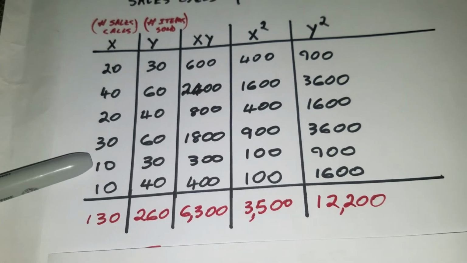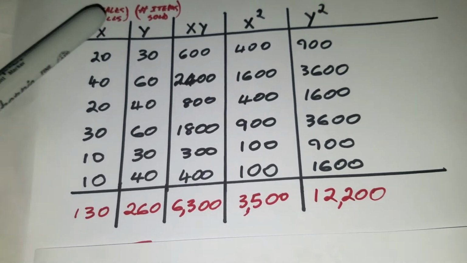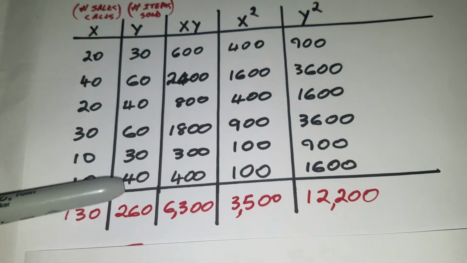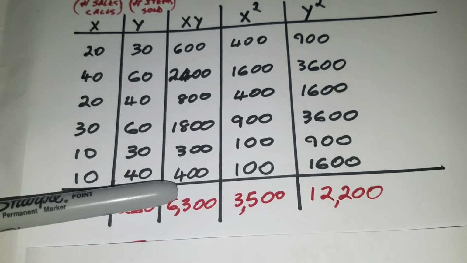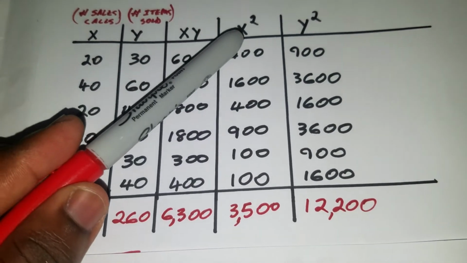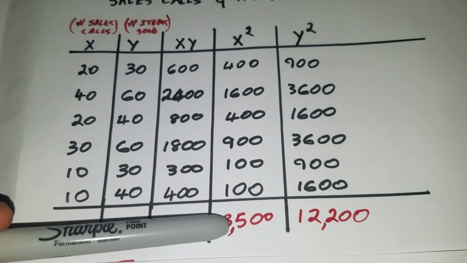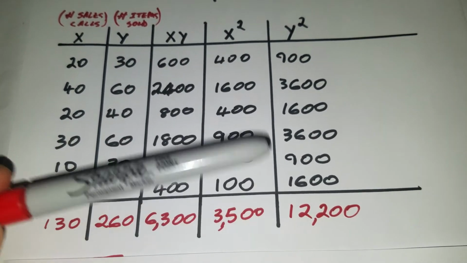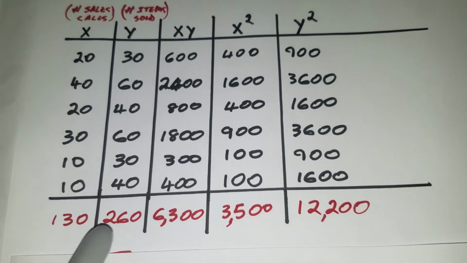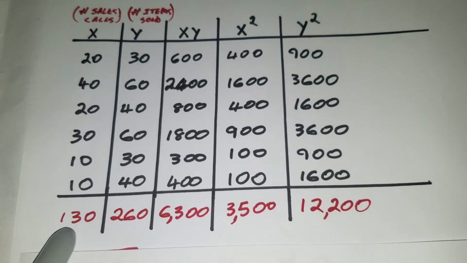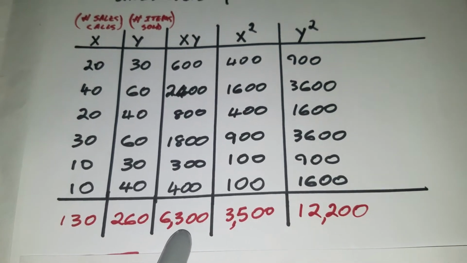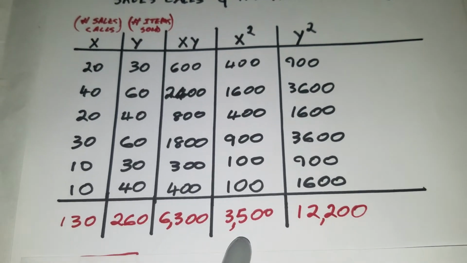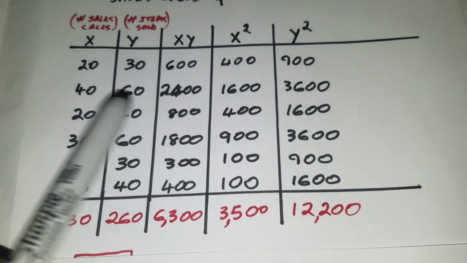Now, after we complete each column, we're going to sum each column. So when we add up all the X, we get 130. When we add up all the Y, we get 260. We add up XY, we get 6,300. We add up X squared, we get 3,500. And we add up Y squared, and we get 12,200. These are the important values: the sum of X, the sum of Y, the sum of XY, the sum of X squared, and the sum of Y squared.